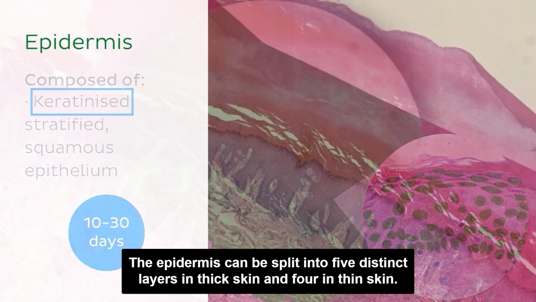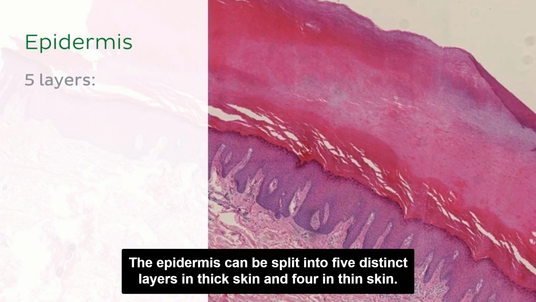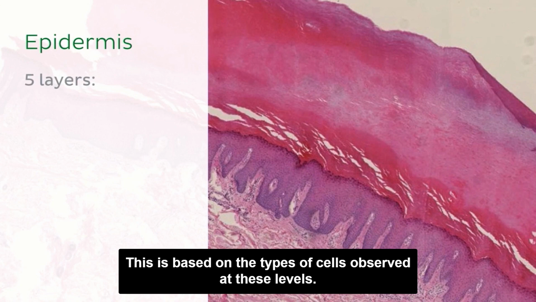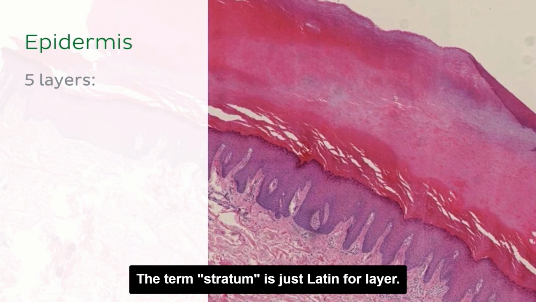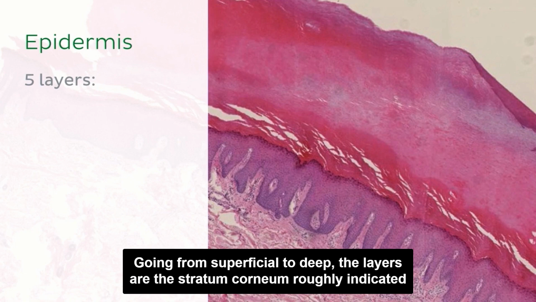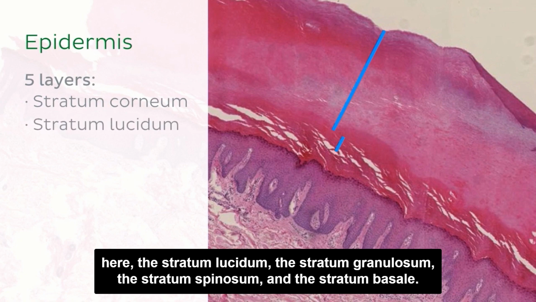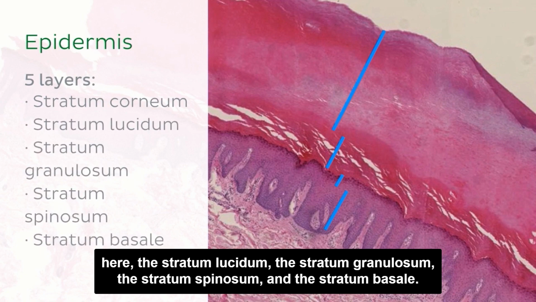The epidermis can be split into 5 distinct layers in thick skin and 4 in thin skin. This is based on the types of cell observed at these levels. A heads up before we list the layers: the term stratum is just Latin for layer. Going from superficial to deep, the layers are the stratum corneum, roughly indicated here, the stratum lucidum, the stratum granulosum, the stratum spinosum, and the stratum basale.